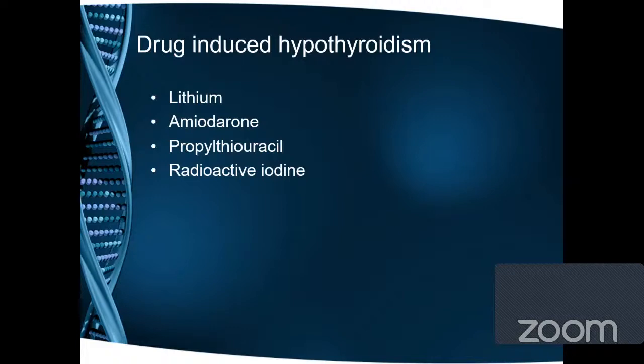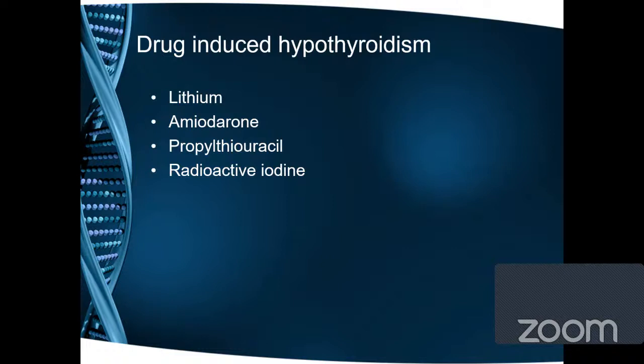T3 is the active hormone, so whenever there is a deficiency of T3, it will result in hypothyroidism. Then next is radioactive iodine. Radioactive iodine causes destruction of the thyroid gland, so it can again result in hypothyroidism.